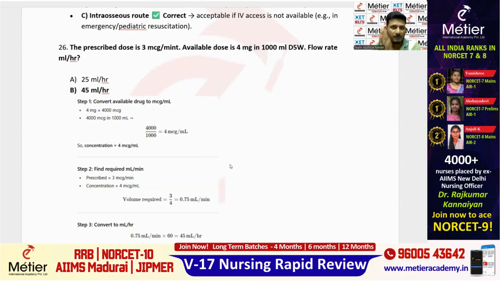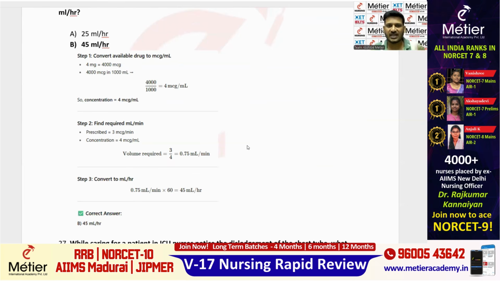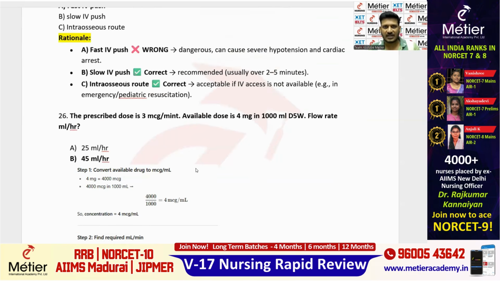So step by step, once again I will repeat. First convert the mg into microgram, then divide the prescribed dosage by the available dosage, and the value you get, just multiply with 60 and then you will get the answer, that is 45 ml per hour. So 45 ml per hour is the right answer here.